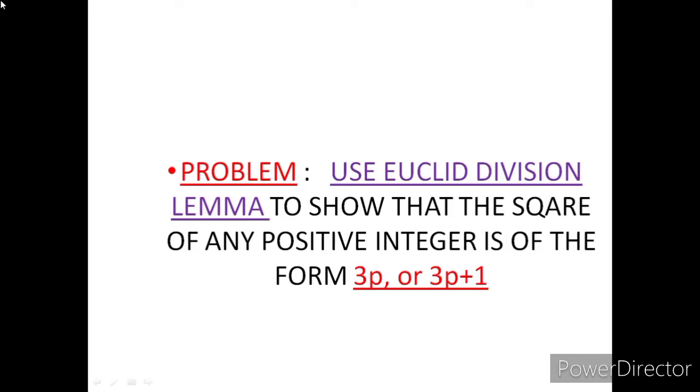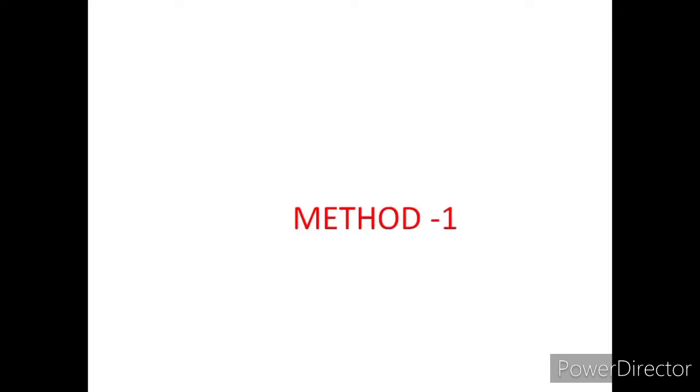So according to the problem, the RTP is the square of any integer. That means the square of any number is in the form of either 3p or 3p plus 1. We can prove this by using Euclid division lemma. Then we go for the solution.